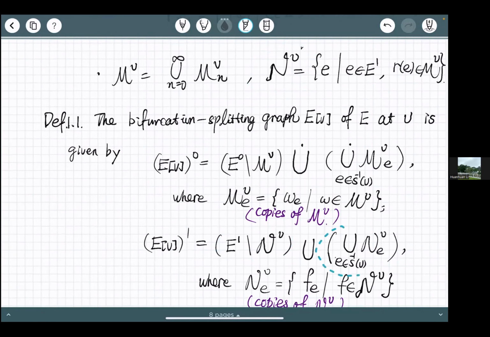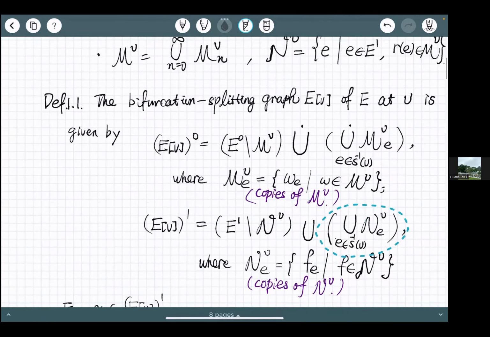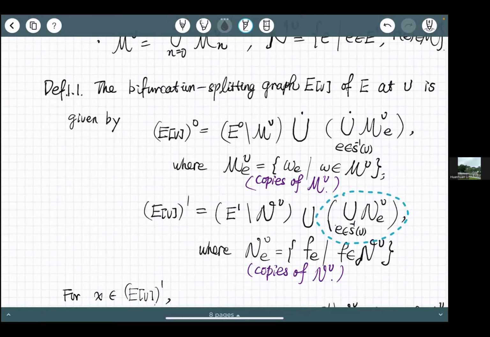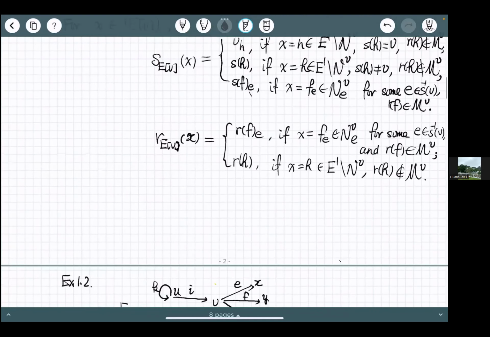The second part again is a union. For the union over NEV, each NEV is edges in NV with index E. So we write this as FE. So this is the index.